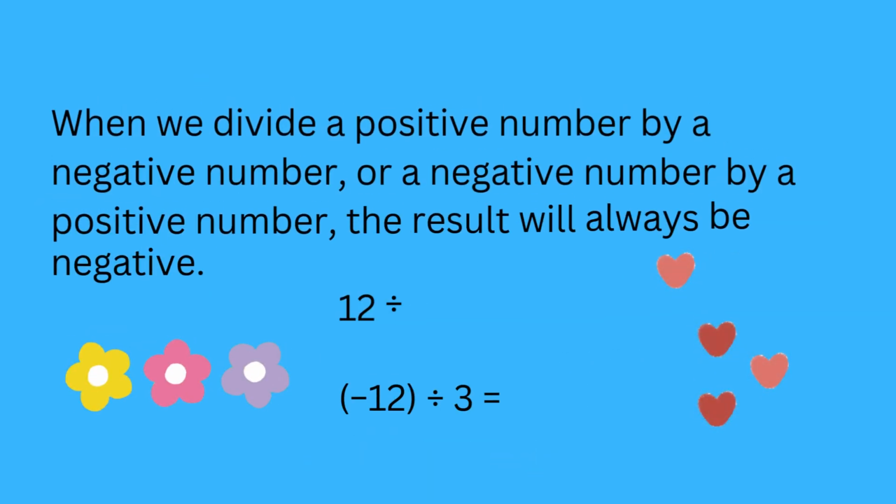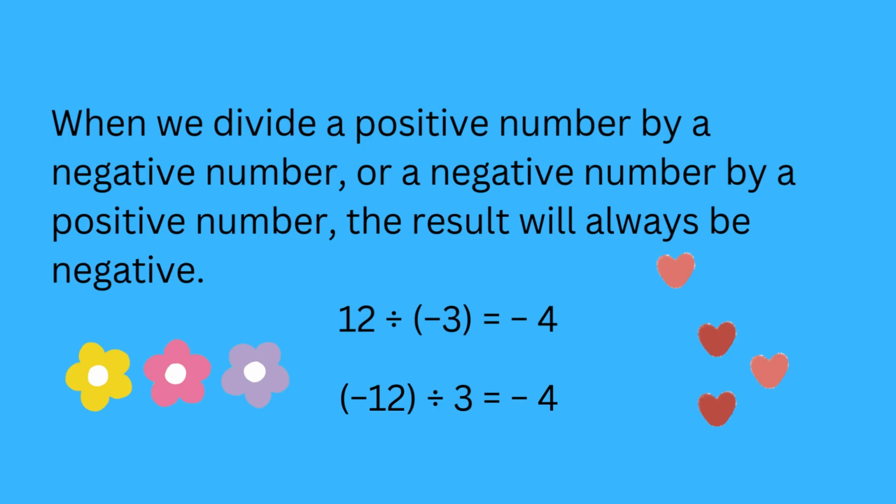When we divide a positive number by a negative number, or a negative number by a positive number, the result will always be negative. 12 divided by minus 3 equals minus 4. Minus 12 divided by 3 equals minus 4.